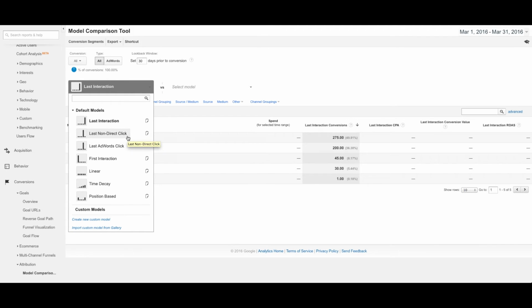After that, we have our last non-direct click. Now, what is a last non-direct click? Well, this attribution gives 100% of the credit to the last channel that the customer clicked through before converting, if the last channel is not direct. So for example, in this case where we have AdWords, social, email, and then direct, since we're using last non-direct click attribution modeling, direct would be taken off the table and we'd be looking at email as having been given 100% of the proceeds.